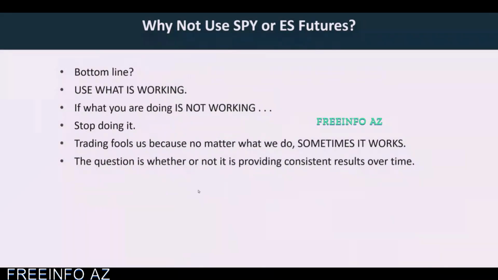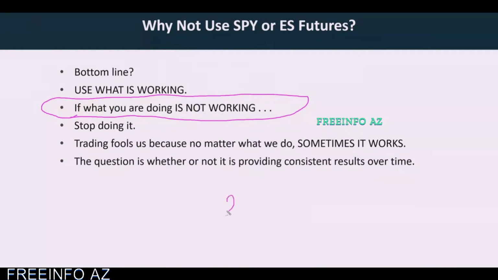So the bottom line is essentially use what is working. This is such a simple thing to say, but if what you're doing is not working, just stop doing it. And it's weird in trading because some of our trades are going to work no matter what we do, and some are not going to work, no matter what we do. It's like in baseball. They have 150 games. Everybody wins 50 and loses 50. It's those other 50 that determine whether or not they make it to the playoffs. And it's kind of similar in trading.